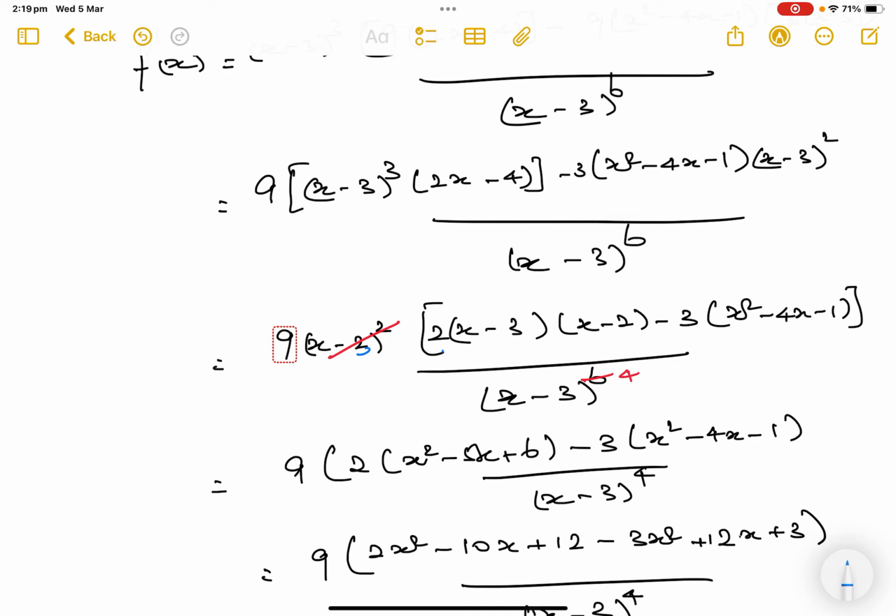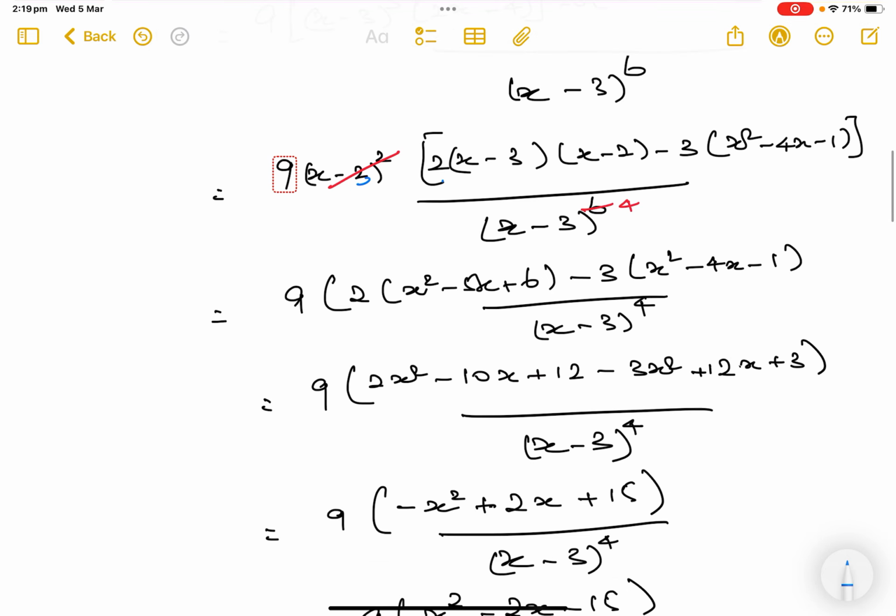So 2 times (x minus 3) times (x minus 2), minus (x squared minus 4x minus 1). The (x minus 3) to the power of 2 is outside the bracket, over (x minus 3) to the power of 6. Now (x minus 3) squared and (x minus 3) to the power of 6, we can take the 2 of the power out. The power becomes 4 from 6.